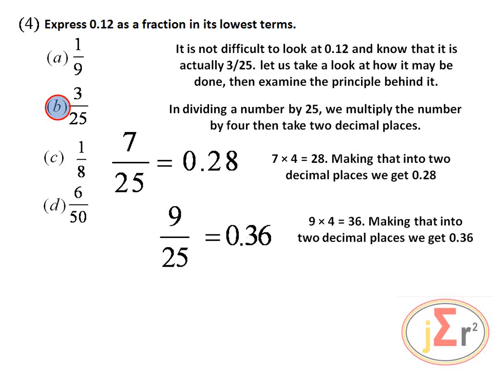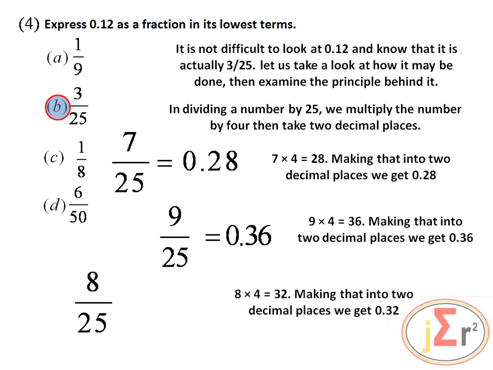I'm sure that you want more. What about that one? 8 multiplied by 4 is equal to 32. Making that into 2 decimal places, we get 0.32. There we have it.